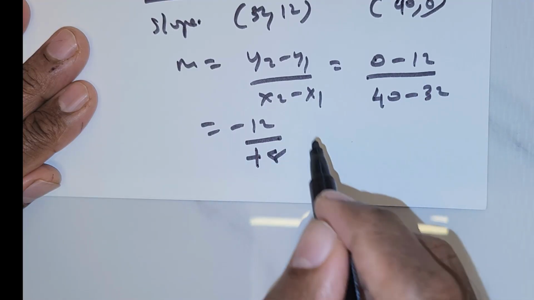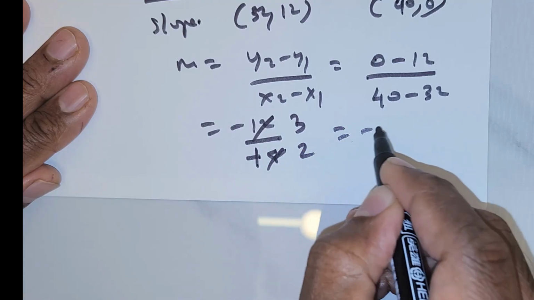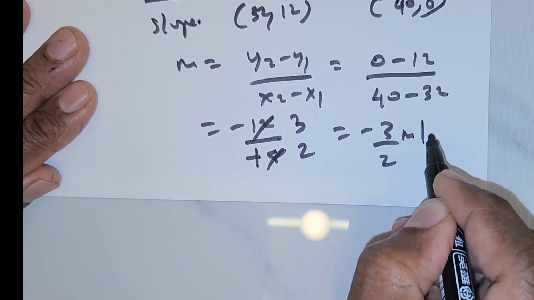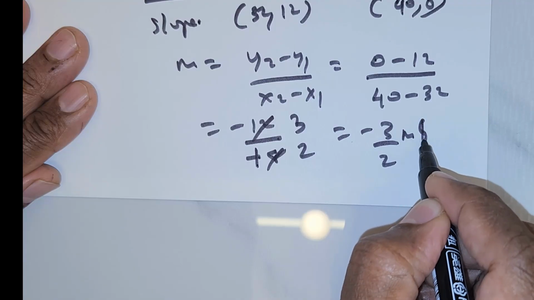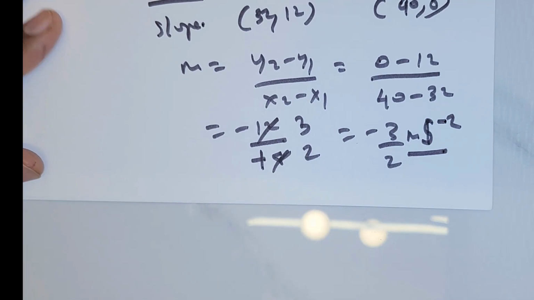Oh, this is positive 8. So 4 divides here 3 times, 4 divides here 2 times. So it's -3 over 2 meters per second squared. So I'll write it like this. Okay, meters per second squared.